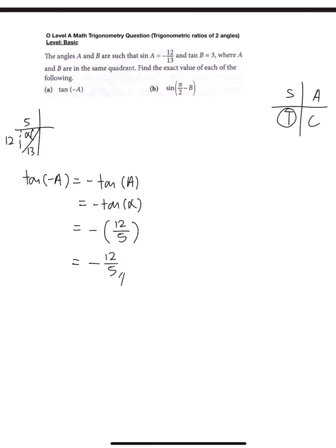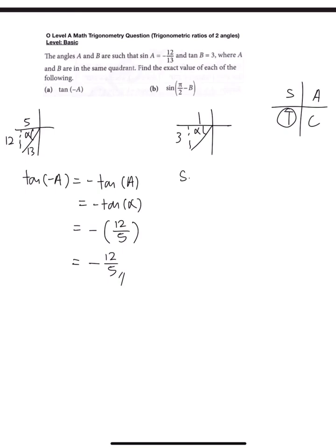For part B, it is not as straightforward. Because it did not give us a fraction, we need to deduce what the opposite and adjacent lengths are. So we draw another triangle with angle alpha. We can deduce that the opposite is 3 and adjacent is 1, since 3 over 1 gives us 3.